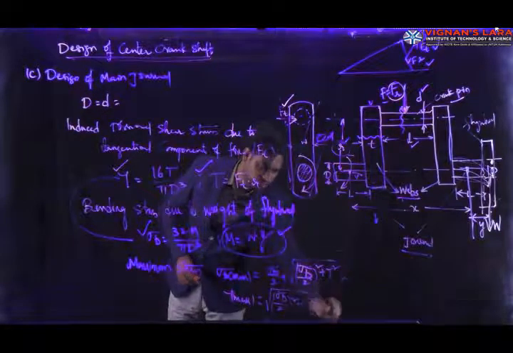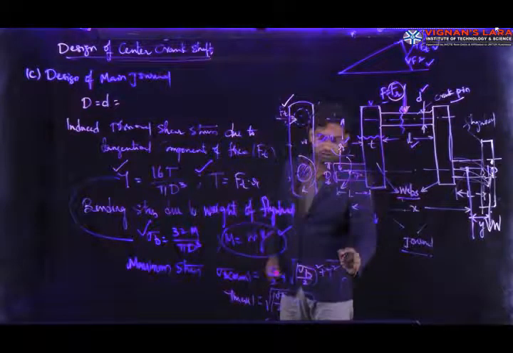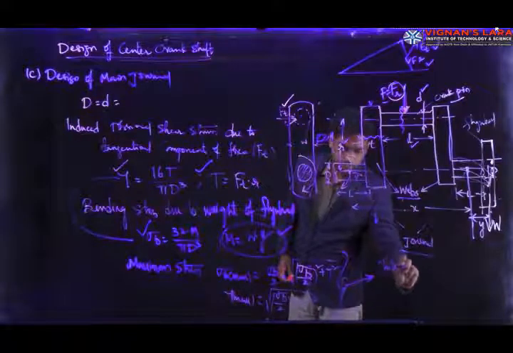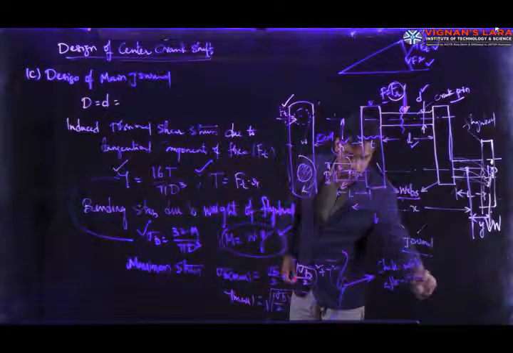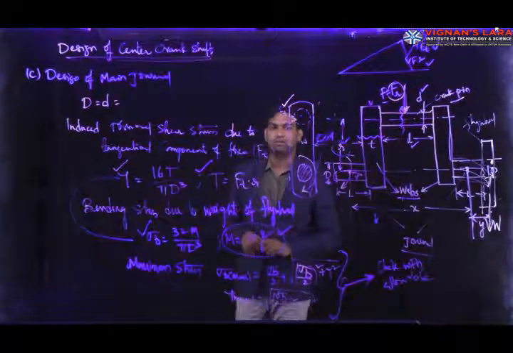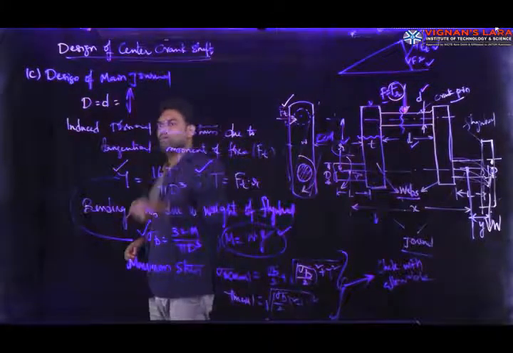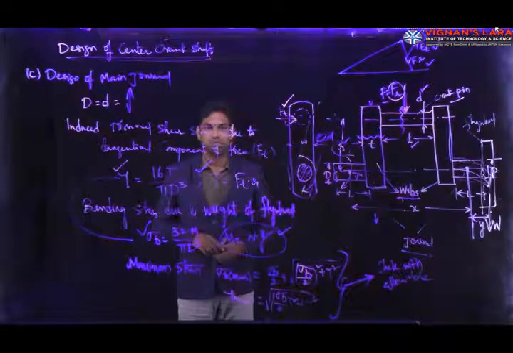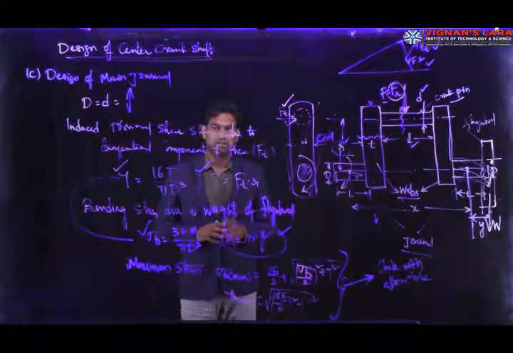After finding the maximum values of stresses in bending and shear, we can check them against the allowable values. If they are less than the given allowable values, then the design of the main journal is safe. Otherwise we can increase the diameter of the journal and again check the maximum stresses against the allowable values until it is in a safe condition.